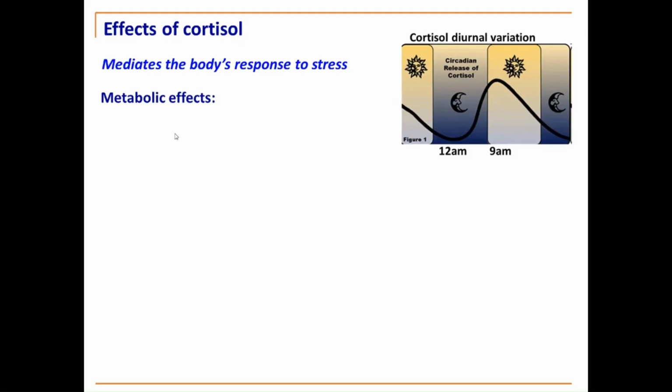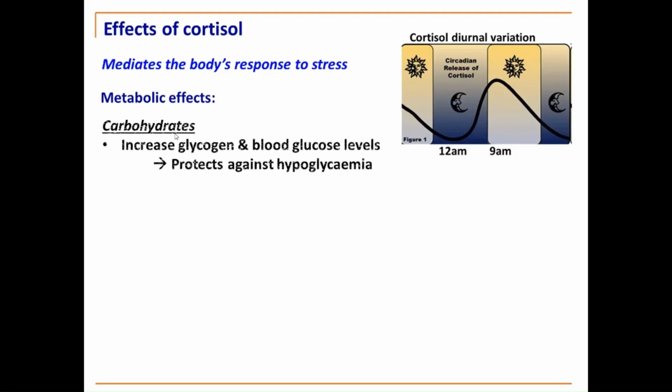So if we're looking at some of its effects, it has metabolic effects, and some of those metabolic effects include the increase in glycogen levels, so it stimulates glycogenesis, but it also increases blood glucose levels by stimulating gluconeogenesis. So therefore, it's helping to protect against hypoglycemia. So why do you think we might want to stimulate glycogenesis? Why do we want to increase our glycogen stores?